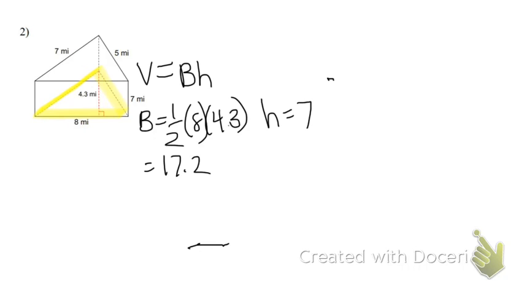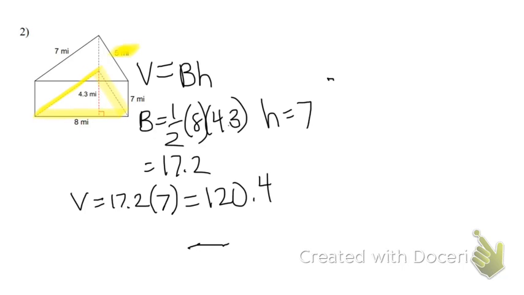Notice in this problem that the 5 up here is a distractor. It didn't get used at all. Now go back and do the volume of the prism. The volume of the prism would be 17.2 times 7, which is 120.4 cubic miles.